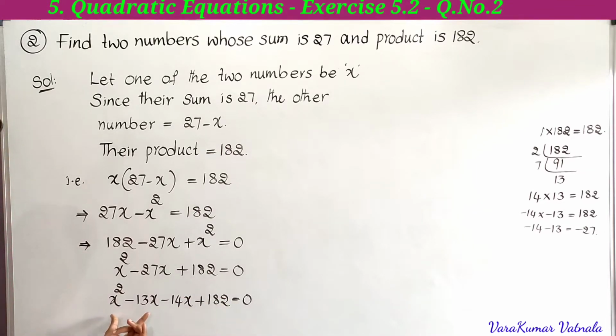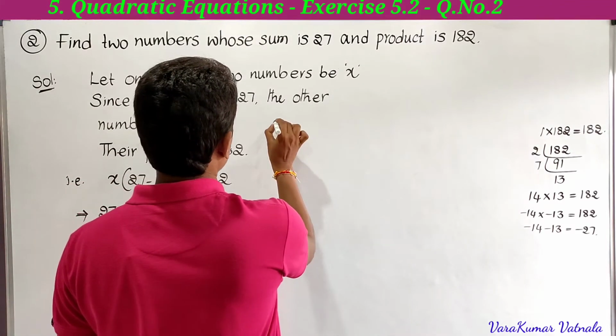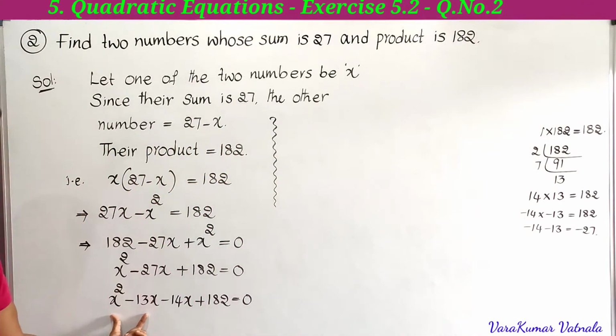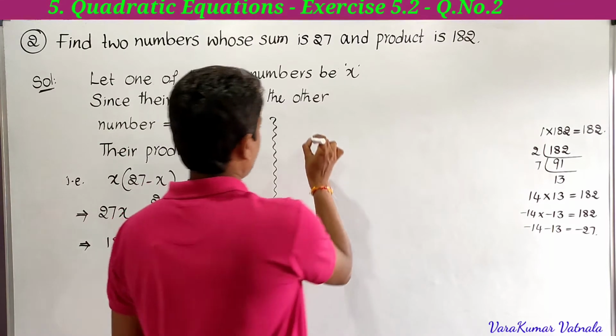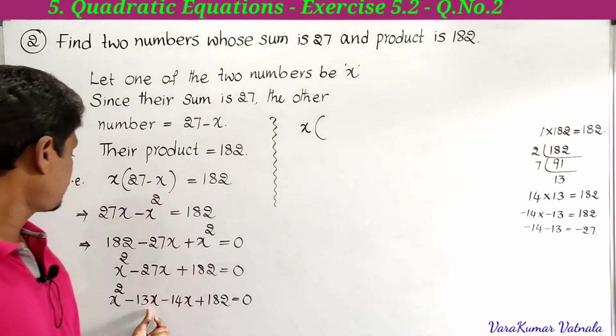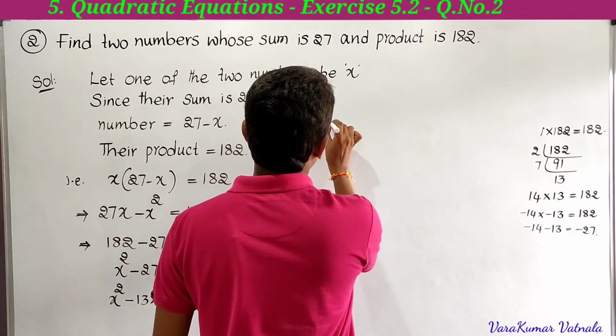Now what is common in the first two terms? In the first two terms x is common, so take x common. What remains is x minus 13.